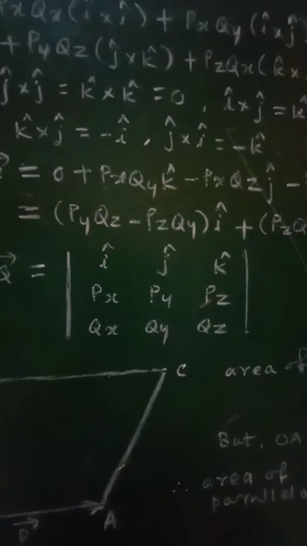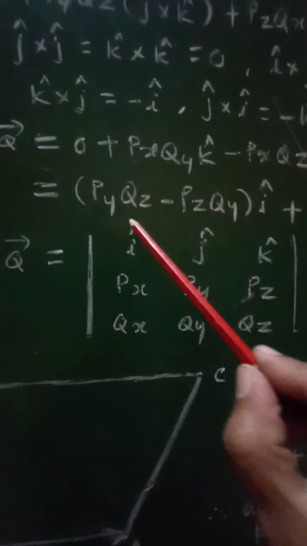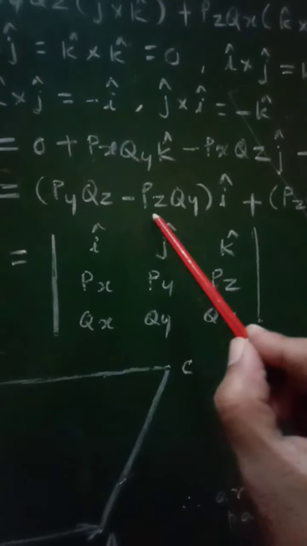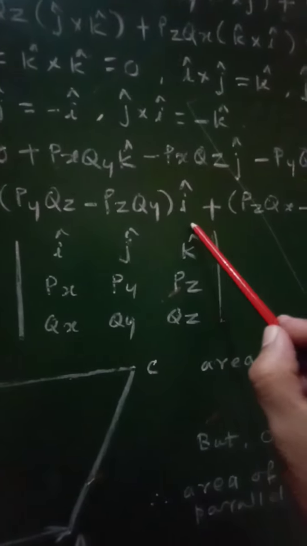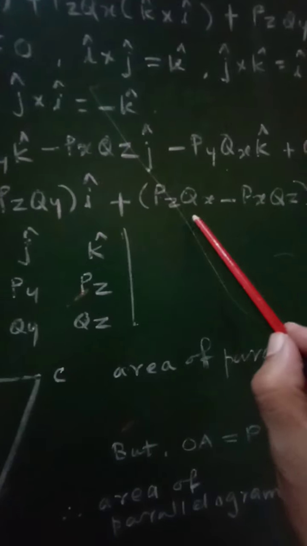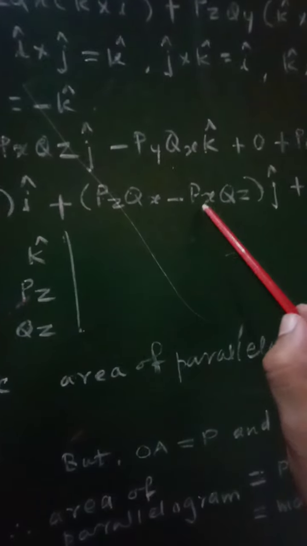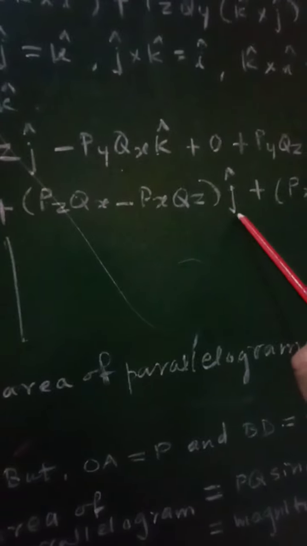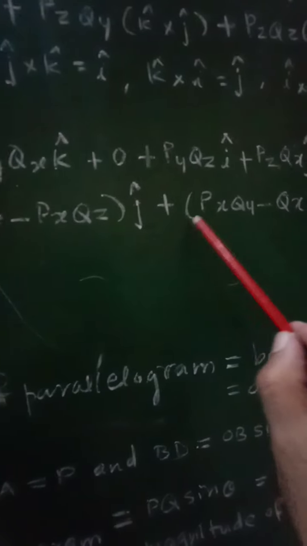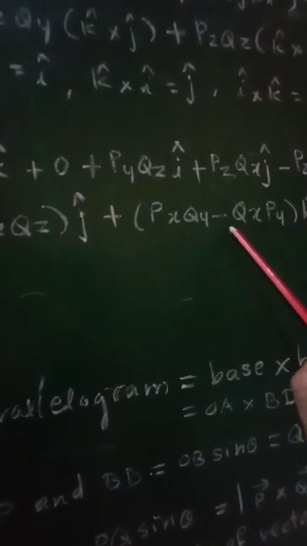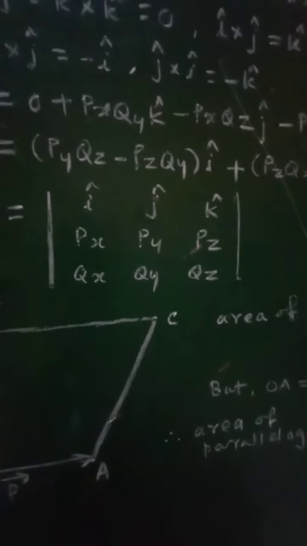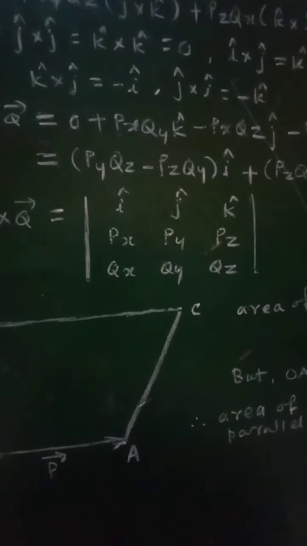And therefore, combining these terms, taking i, j, k common, we can write (Py Qz minus Pz Qy) i cap plus (Pz Qx minus Px Qz) j cap plus (Px Qy minus Qx Py) k cap. So i, j, k are taken common, then the first positive term is written and then the negative term is written.